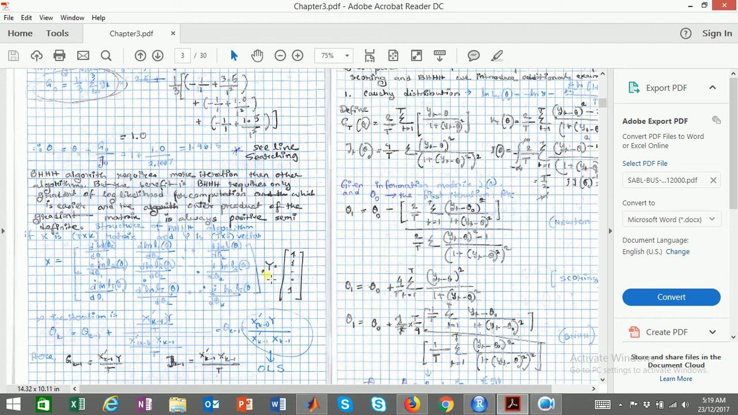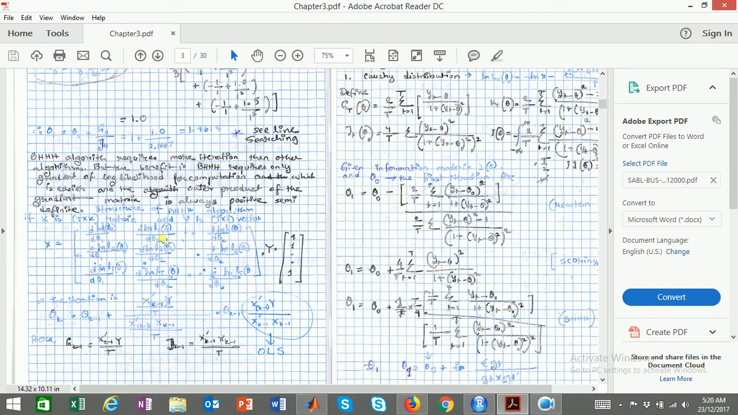Given a T by K matrix and a T by 1 vector, the BHHH algorithm can be written in vector form as theta k equals theta k minus 1, and I urge you to concentrate here, equals x prime k minus 1 multiplied by x prime k minus 1 multiplied by y divided by T, divided by x prime k minus 1 into x k minus 1 divided by T, and simplifying, we have simply theta k equals theta k minus 1 plus x prime k minus 1 multiplied by y divided by x prime k minus 1 multiplied by x k minus 1.